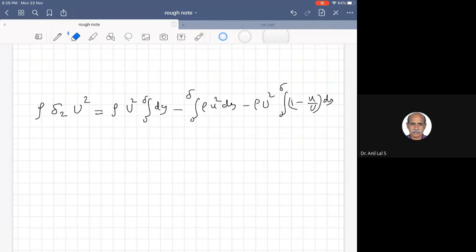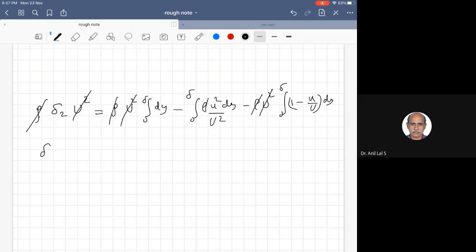So this is like this. And rho is constant. Rho is constant everywhere, that is incompressible flow. Rho is constant, and u squared also we can take to this side. So u squared also can be divided here. So u squared will come, and then this u squared is divided, this will go.